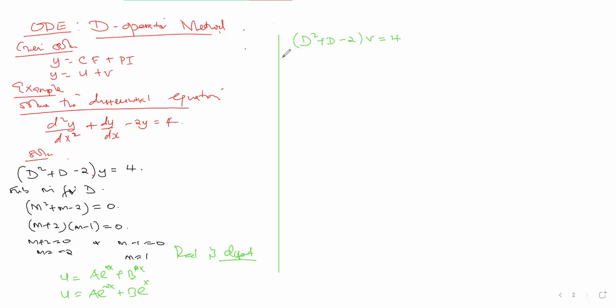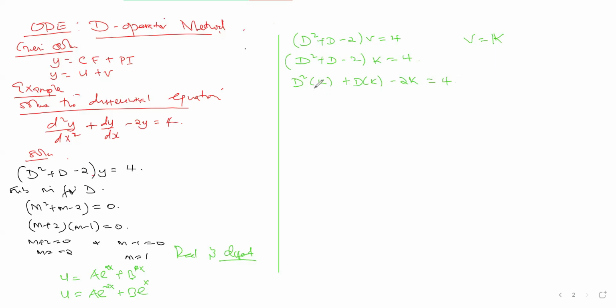So our v here is represented by k to show that it is a constant. So you just replace your v with k. It is (D squared plus D minus 2) k equals 4. Now open this bracket with k. So this one is D squared of k, plus D of k, minus 2k equals 4.